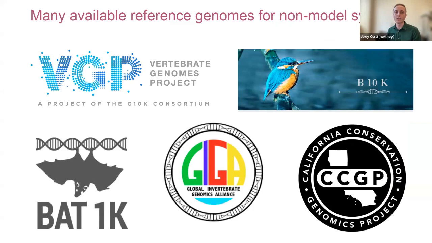So some of these consortiums include the Vertebrate Genomes Project, which has the goal of sequencing 10,000 genomes across the tree of life, as well as the Bird 10K project, which is hoping to sequence every bird genome. And other taxonomic focus groups like the BAT1K or the Global Invertebrate Genomics Alliance, all of these have focuses on different taxonomic groups and representation in genomic data, as well as really hyper-local groups like the California Conservation Genomics Project, which actually has funded a chapter of my dissertation that I won't be talking about today, but has the focus of sequencing the genomes of many California ranging species.